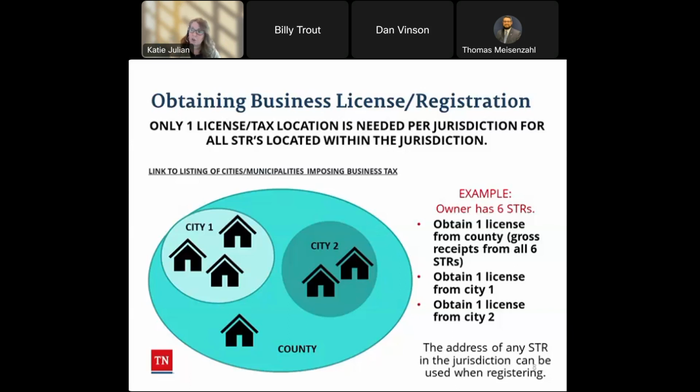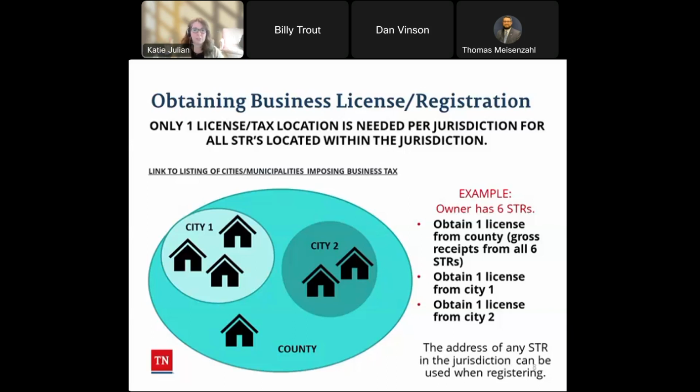One of you submitted a question on your registration form about keeping this straight if you have lots of short-term rentals across multiple counties. So just imagine multiplying this little chart over several different counties. You may need to get licenses in several different jurisdictions, but you only need 1 per jurisdiction. In the example here, you're going to obtain 1 license from the county because all 6 of your rentals are within that county. You're going to obtain 1 license from city number 1, even though you've got 3 short-term rentals there, just 1 license is needed. And then go over to city number 2, or Pigeon Forge, to obtain 1 license there.